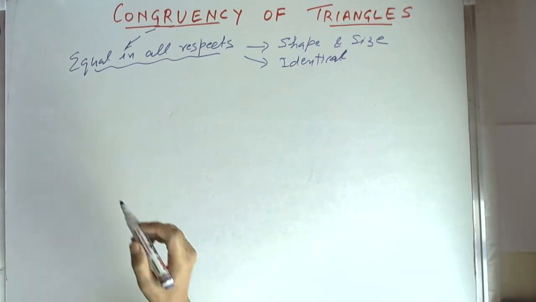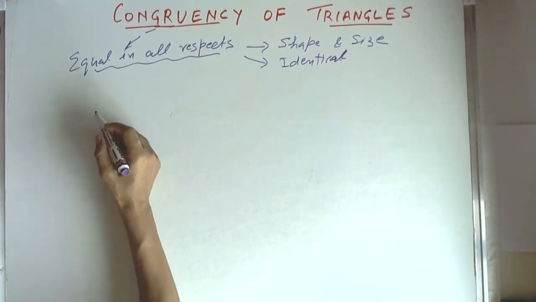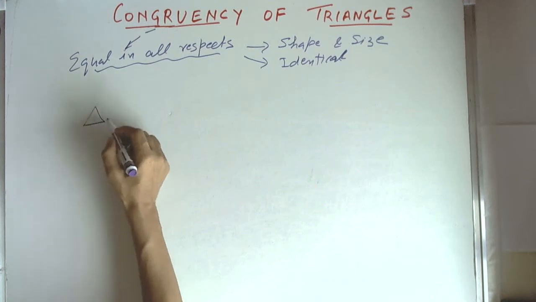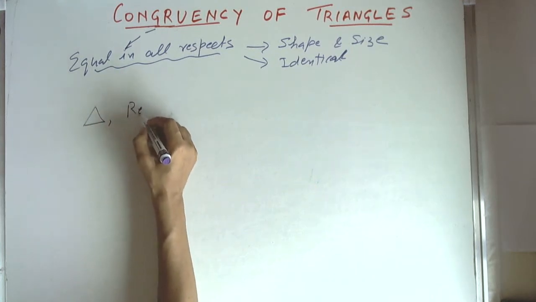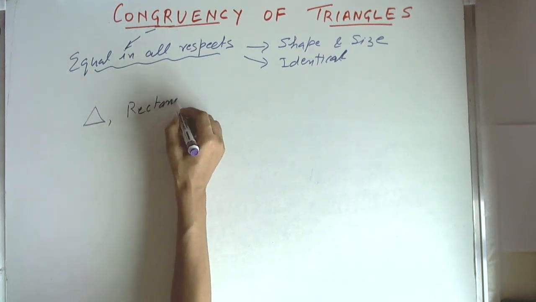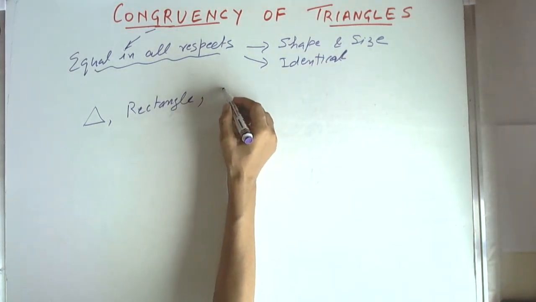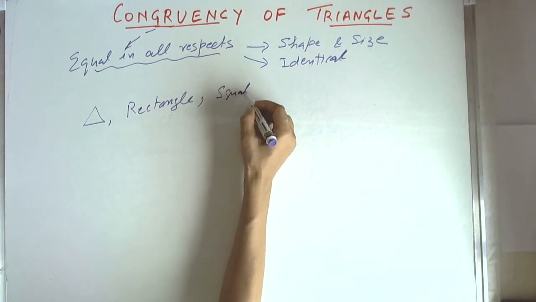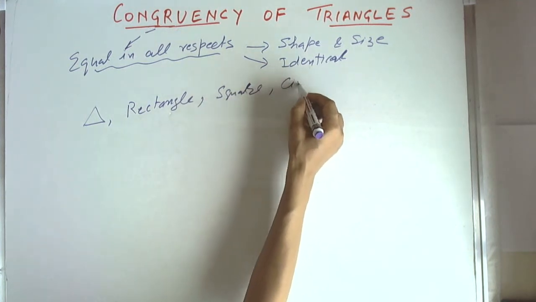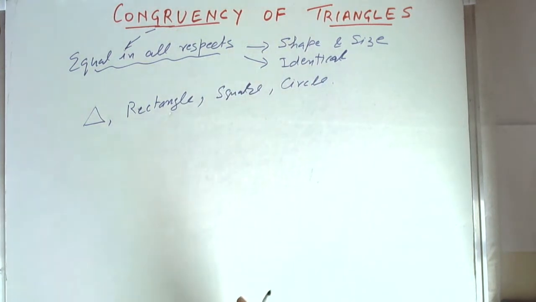And the concept of congruency can apply to triangles, can apply to rectangle, can apply to square, circle, anything. As long as the two shapes are identical, equal in shape and size, equal in all respect.